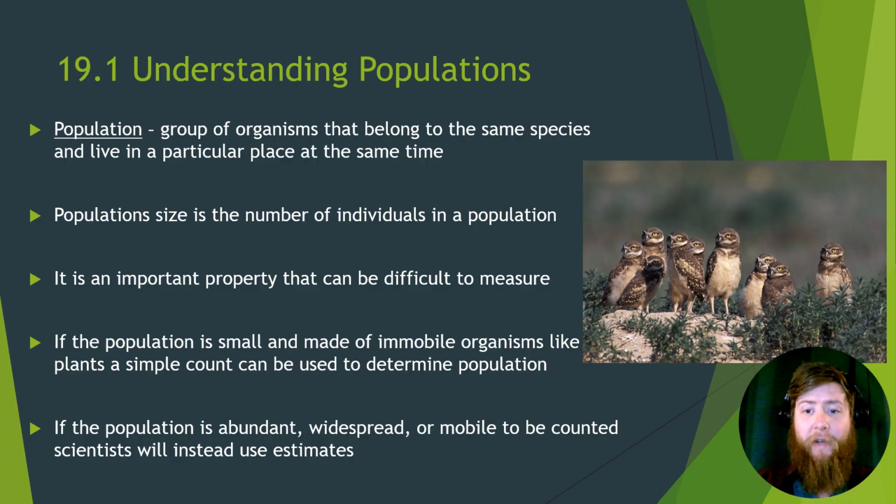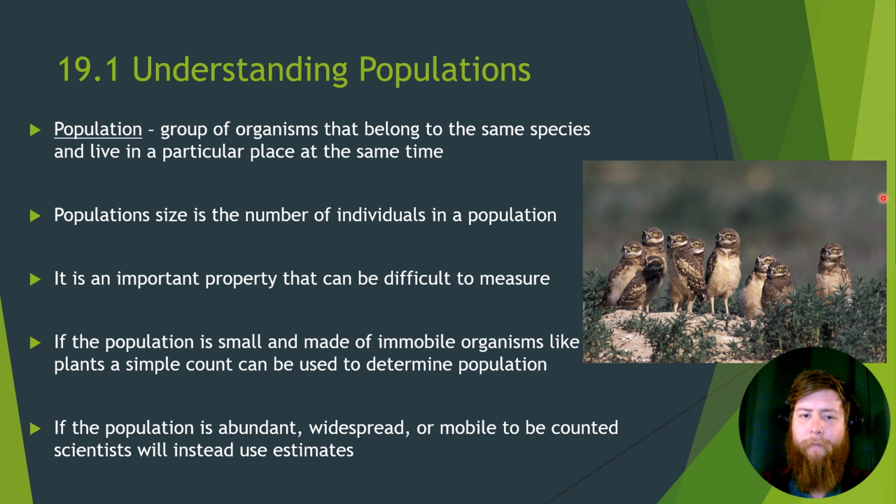So the first thing we need to talk about is what is a population and kind of define that a little bit more clearly. A population is a group of organisms that belong to the same species, so like all of these owls are the same species here, that live in a particular place at the same time. So the size of that population is how many individuals are going to be in there. It's a really important property. It's something that we care about for endangered status of animals and is the population growing or shrinking.